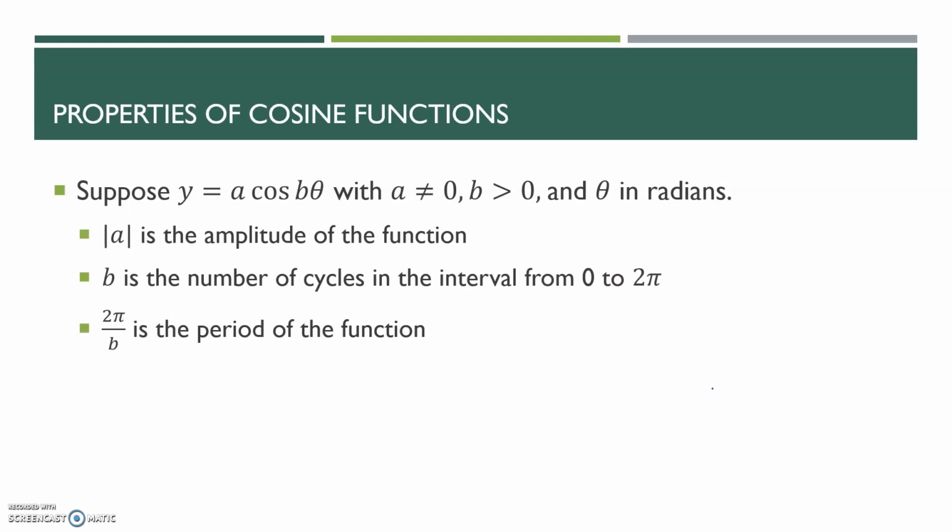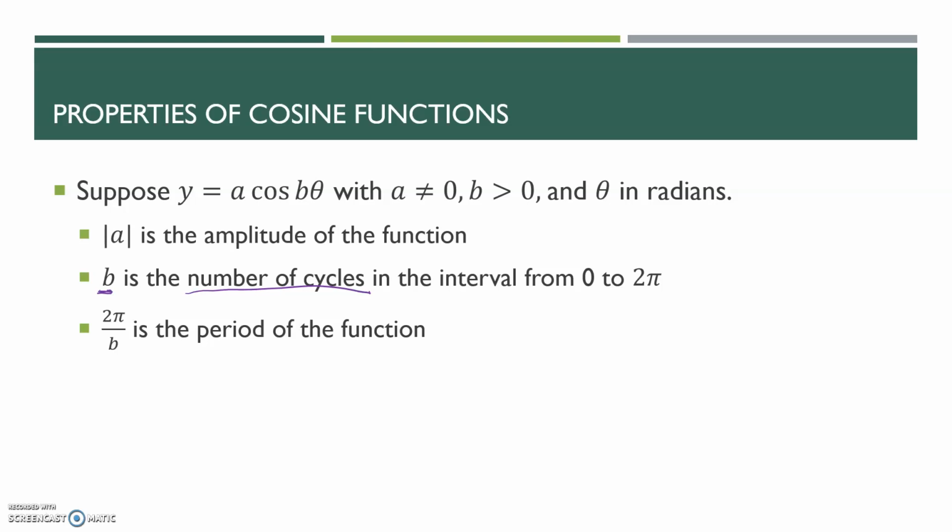So here are the properties of the cosine function. y equals a cosine b theta. A cannot equal 0, which should make sense because if a is 0, then none of this exists. It's just y equals 0. B has to be greater than 0. In other words, b has to be a positive number. The reason is because b represents the number of cycles, and so you can't say there are -2 cycles between 0 and 2 pi. That wouldn't make sense.